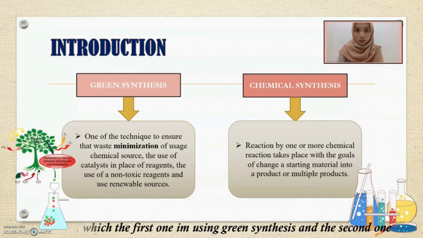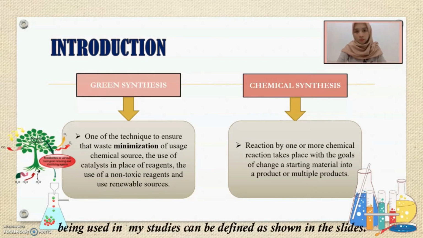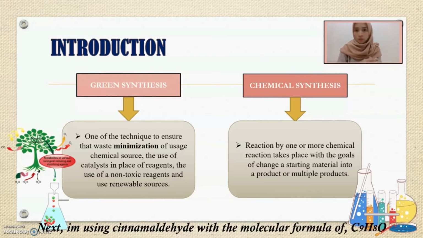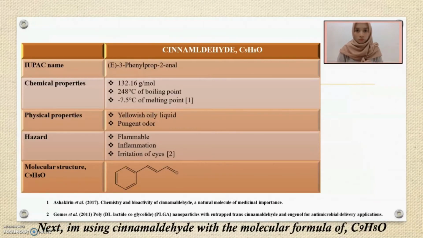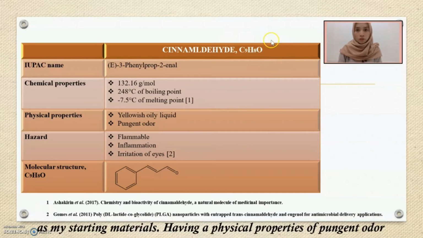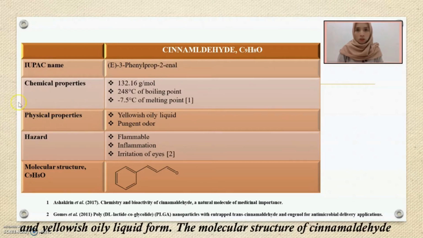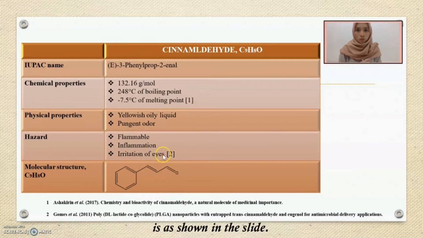In my studies, I'm using two kinds of synthesis: the first one is green synthesis, and the second one is chemical synthesis. Green synthesis and chemical synthesis can be defined as shown in the slides. Next, I'm using cinnamaldehyde with the molecular formula of C9H8O as my starting material, having physical properties of a pungent odor and a yellowish oily liquid form. The molecular structure of cinnamaldehyde is as shown in the slide.